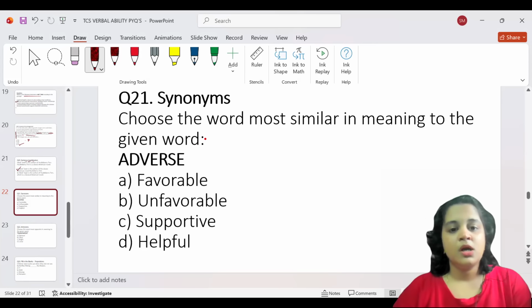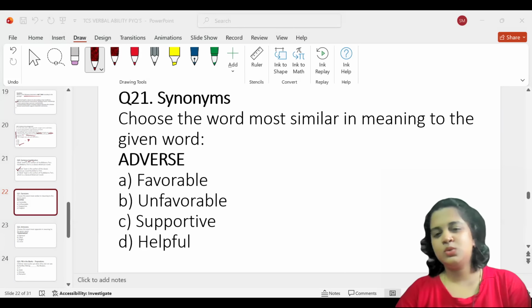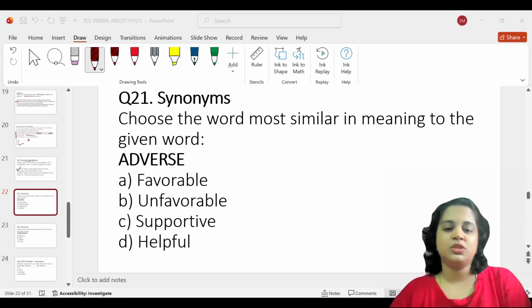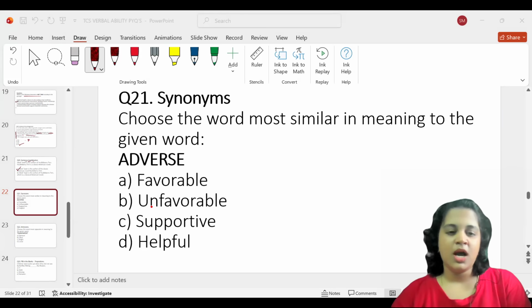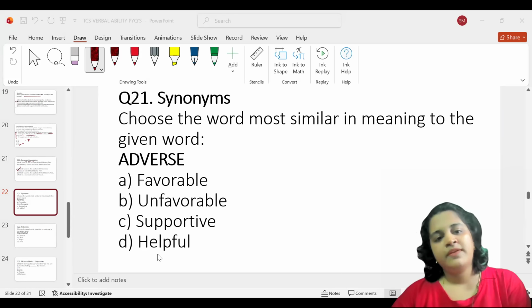All right. Choose the word most similar in meaning to the given word, adverse. So what is the meaning of the word adverse? This is something which we use almost every single day. What is the meaning of the word adverse? The options provided are favorable, unfavorable, supportive, and helpful.